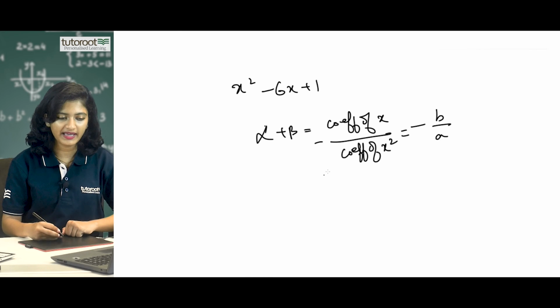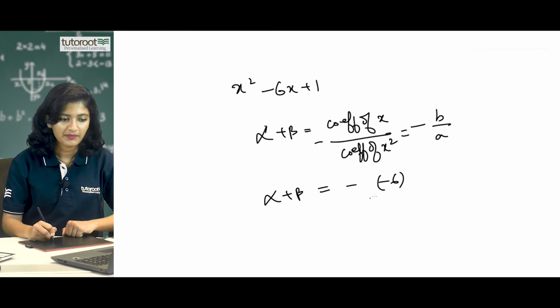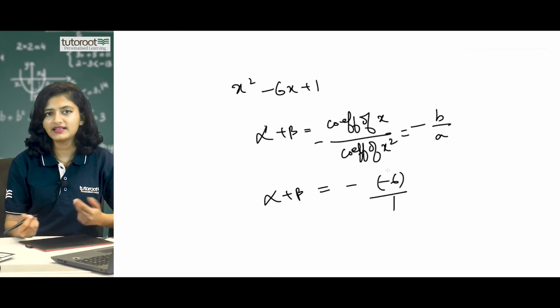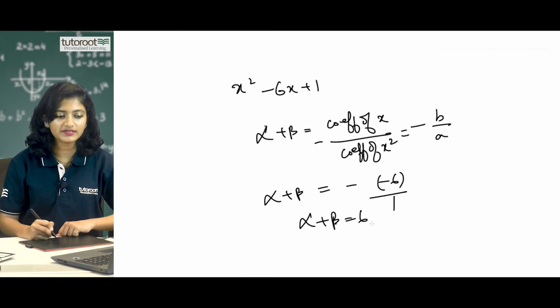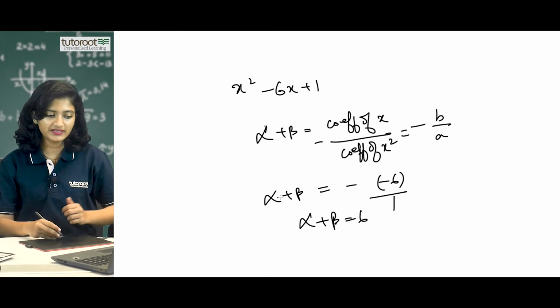So what is your minus b and a here? It's minus 6 and 1. So alpha plus beta is equal to minus of minus 6 by 1. Minus into minus is plus. Minuses get cancelled out and you have alpha plus beta is equal to 6. That is your sum of the zeros.